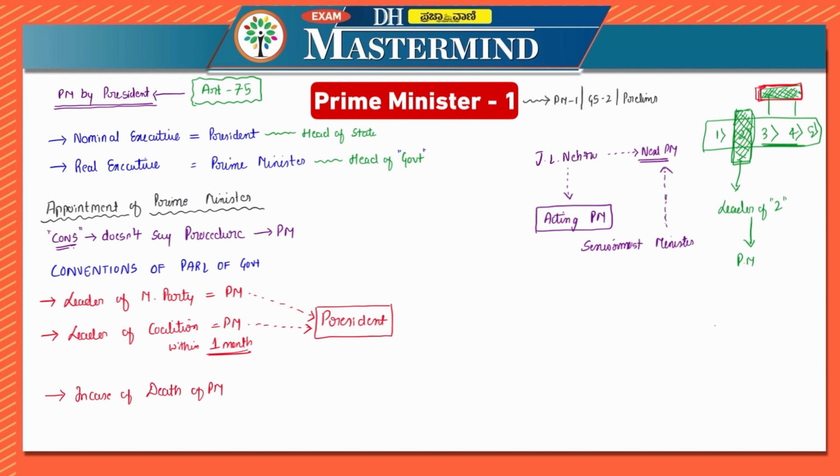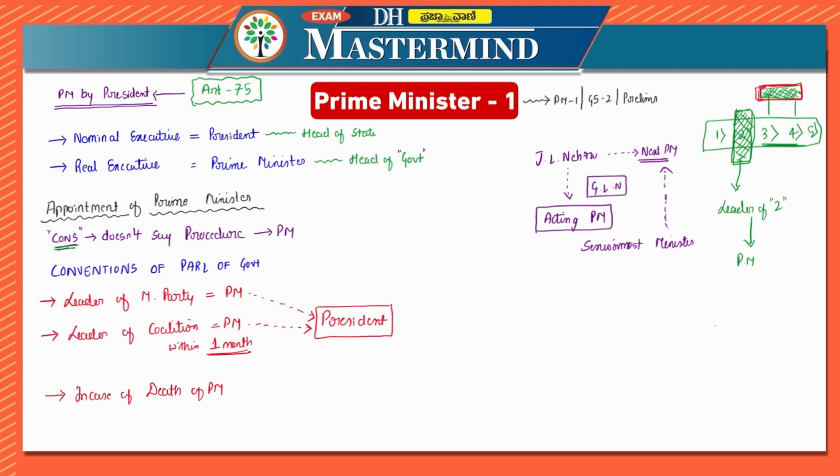So on that convention only, at that particular point of a time, Gulzari Lal Nanda was appointed as prime minister because they were the senior most minister. And even after the death of Lal Bahadur Shastri, the same thing was followed, and the senior most minister was appointed as prime minister at that particular point of a time. Now we have already seen previously that constitution doesn't say any procedure for the appointment of prime minister.